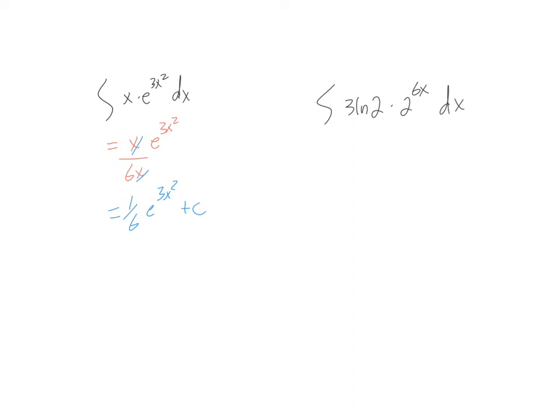So the 3 ln 2 is just a coefficient. Let's just leave that alone. 2 to the 6x would stay the same. Now we'd have to divide by 6. And because it's base 2, we would divide by ln 2. So you can see pretty much all of that stuff cancels except the 3/6 would turn to 1/2. So our final answer would be 1/2 times 2 to the 6x.